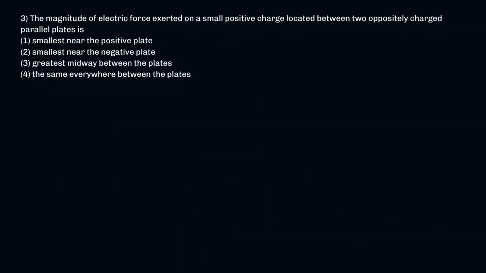All right, so example number 3, we have the magnitude of electric force exerted on a small positive charge located between two oppositely charged plates is smallest near the positive plate, smallest near the negative plate, greatest midway between the plates, and the same everywhere between the plates.